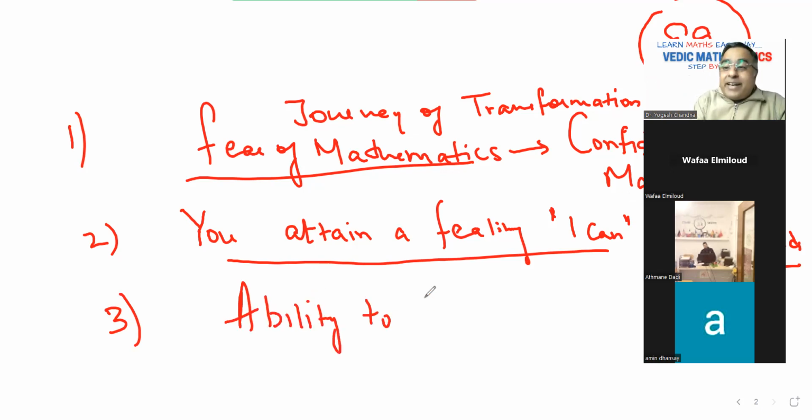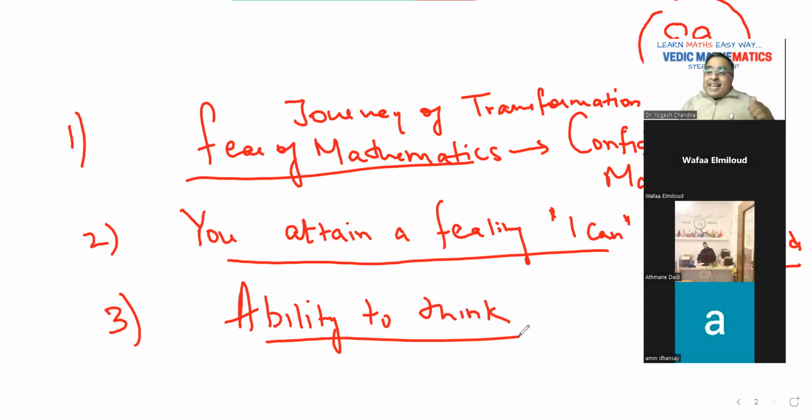Now, again, a very important feature. You get that ability to think. Generally, what happens? We are biased.